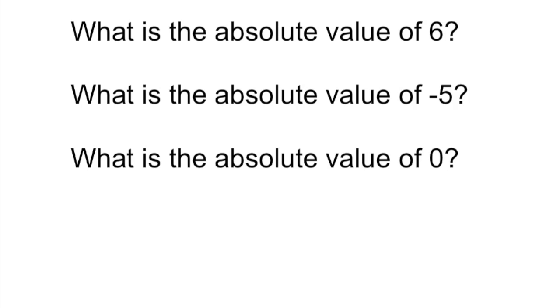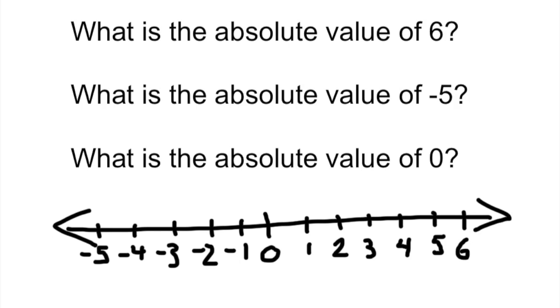So for example, what's the absolute value of 6? Well, it might be useful to use a number line. Here I have a number line, and the absolute value of 6 is the distance of the number 6 from the number 0. And you can see that's a total of 6 units. So the absolute value of 6 is 6.